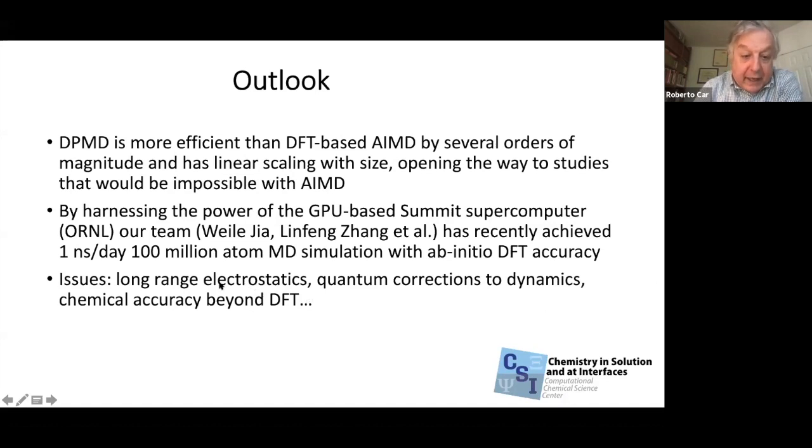But again, having a neural network representation should help, because we can achieve good statistics in the sampling of the various configurations. And then, of course, there is the issue of chemical accuracy beyond DFT, and that is an issue that will be discussed, I think, by many other talks in this conference.